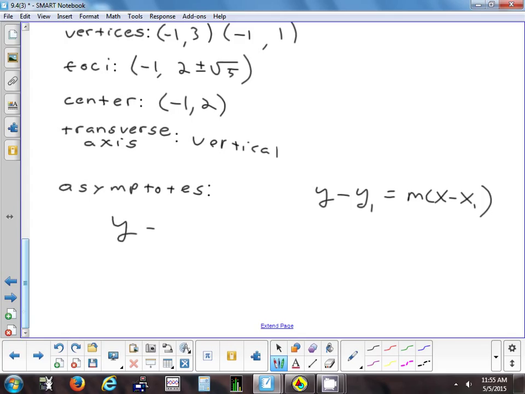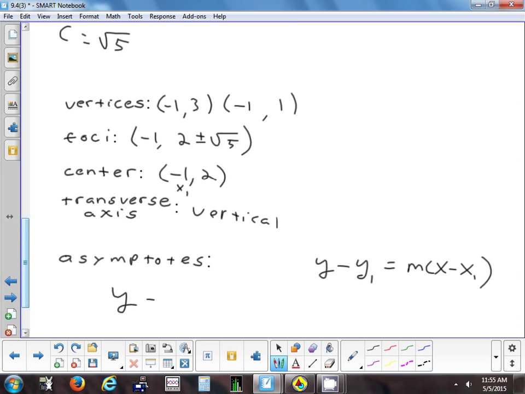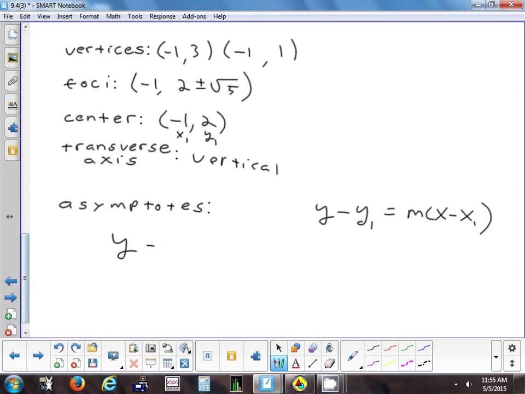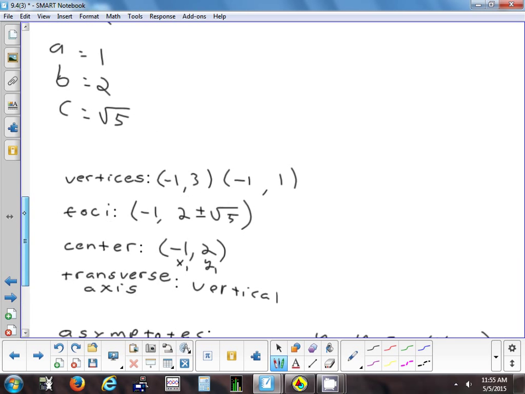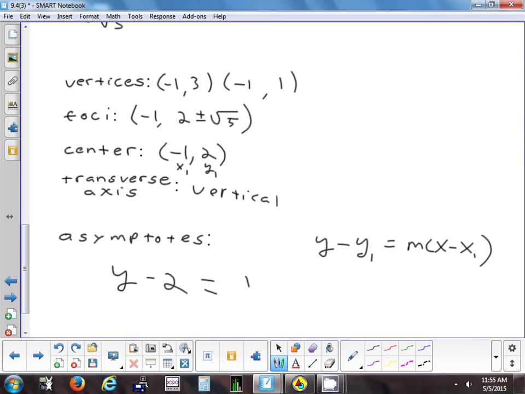So my equations are going to be y minus, now we're using h and k. When you learned it in Algebra 1, you probably did y1 and x1. So this is x1, this is y1, if you want to think of it that way. So it's y minus 2 equals 1/2, and remember, 2 asymptotes, positive or negative, times x minus x1. And that's the equation of your asymptotes.